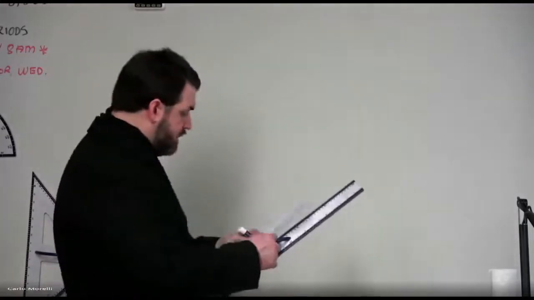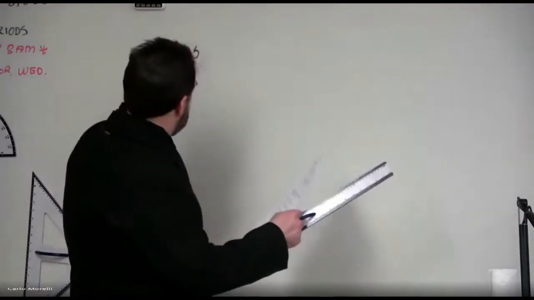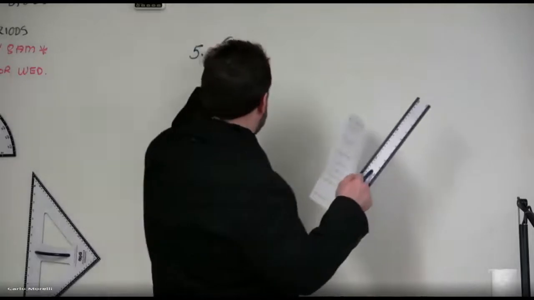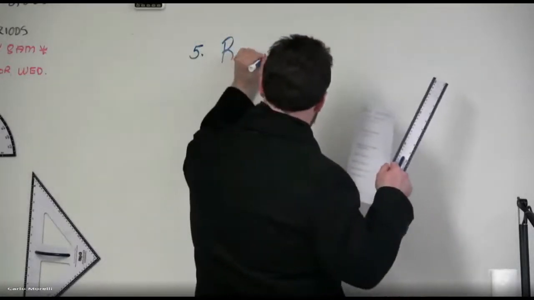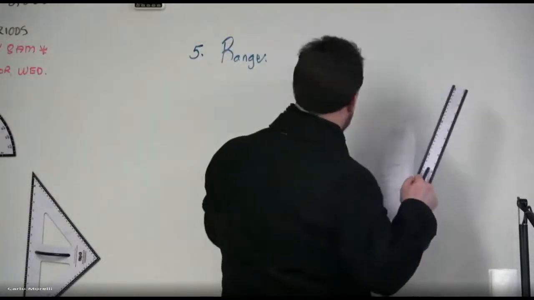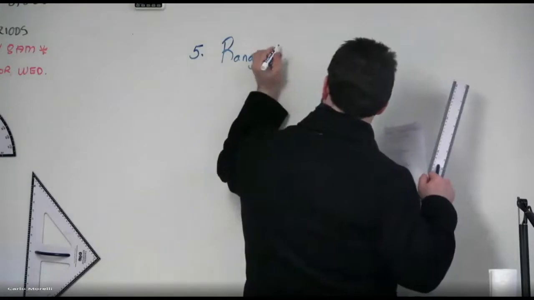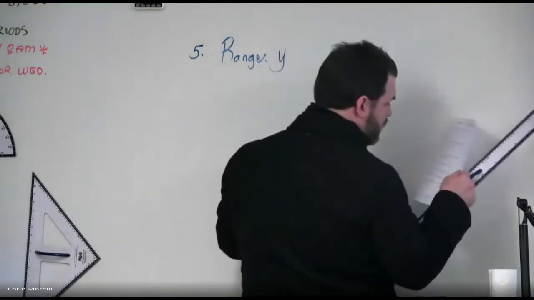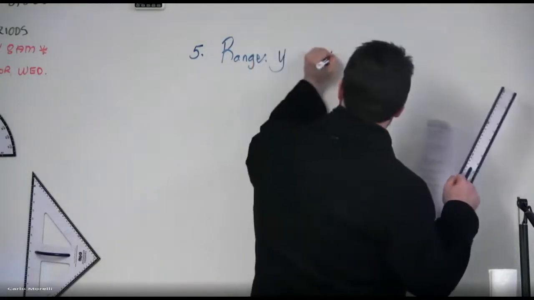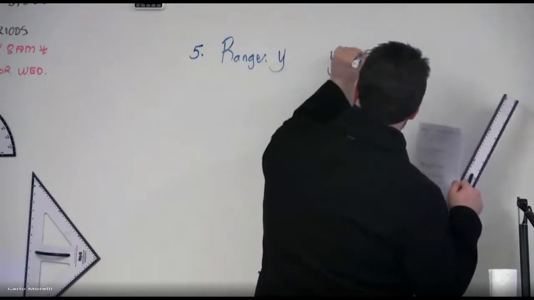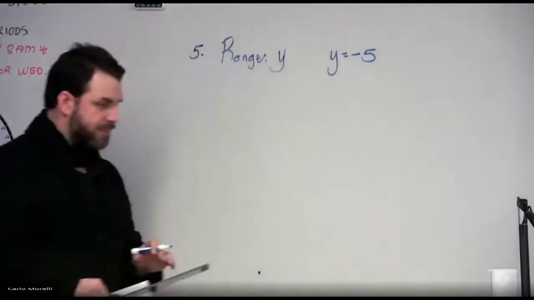Okay, number 5. So this time they're asking us for the range. What letter goes with range? X. Y. Okay, range is y. And then the equation they give us is y equals -5. Okay?